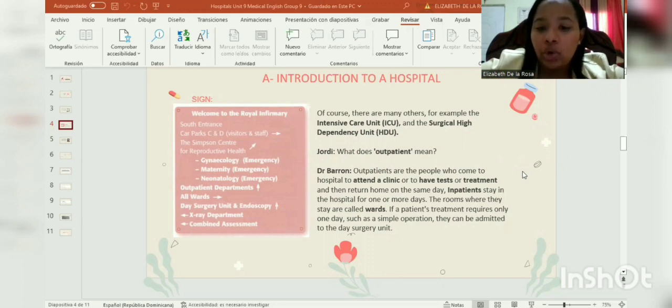Jordi, what does outpatient mean? Dr. Baron, outpatients are the people who come to hospital to attend a clinic or to have tests or treatment and then return home on the same day. Inpatients stay in the hospital for one or more days. The rooms where they stay are called wards. If a patient's treatment requires only one day, such as a simple operation, they can be admitted to the day surgery unit. I am going to translate the conversation to Spanish.